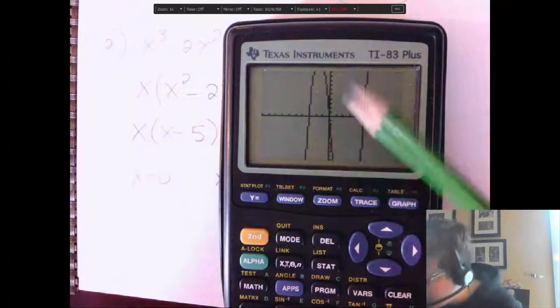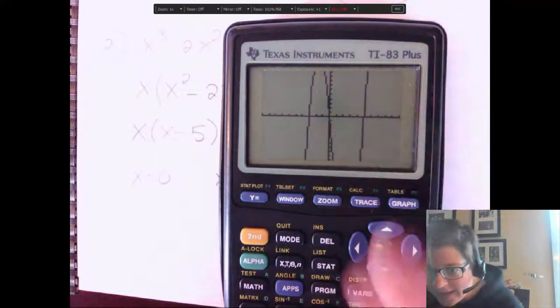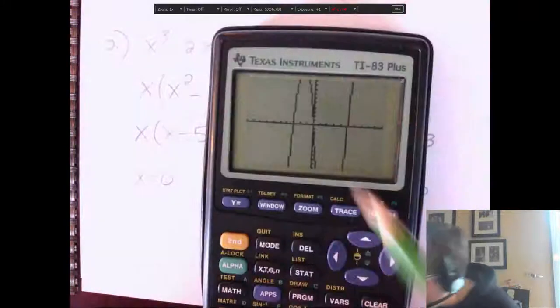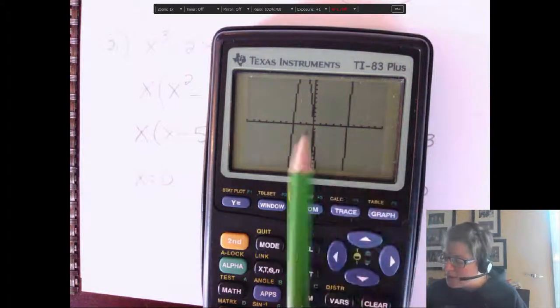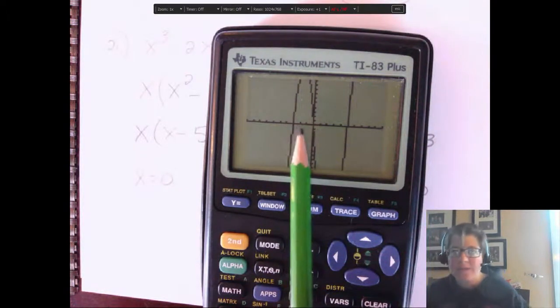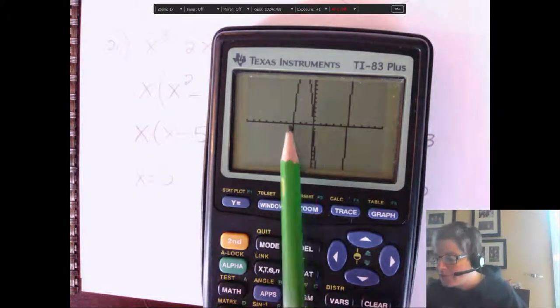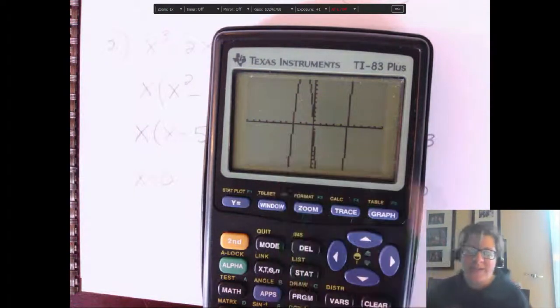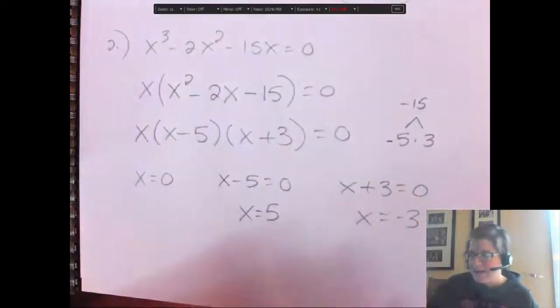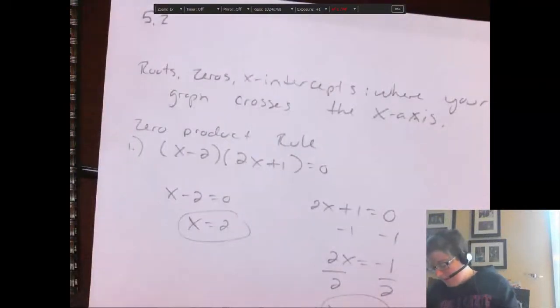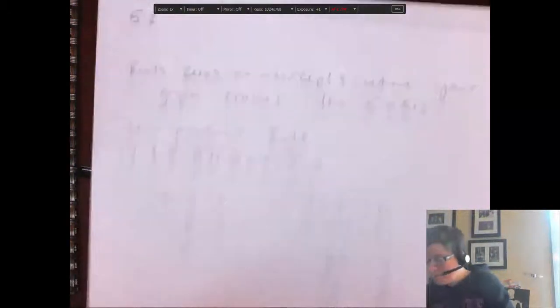Does it cross at 0? Yeah, and then we got -3 and 5. So here's our 5. Here's our -3. So our answers are right. Now, if you want to see what it looks like, you have to plug in numbers between each of those zeros to see what the graph looks like. That's something they emphasize in the homework, finding more points of the graph. Or you can use technology as well. That's fine too.